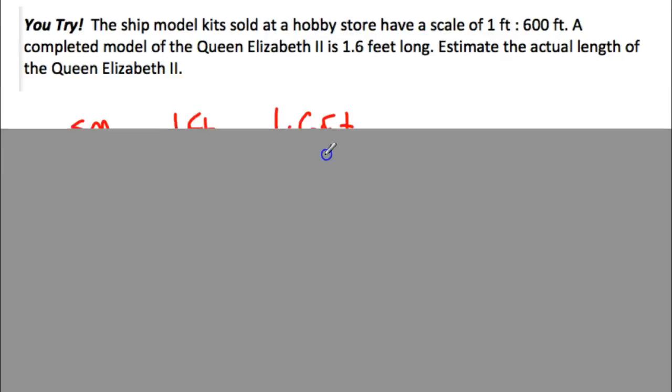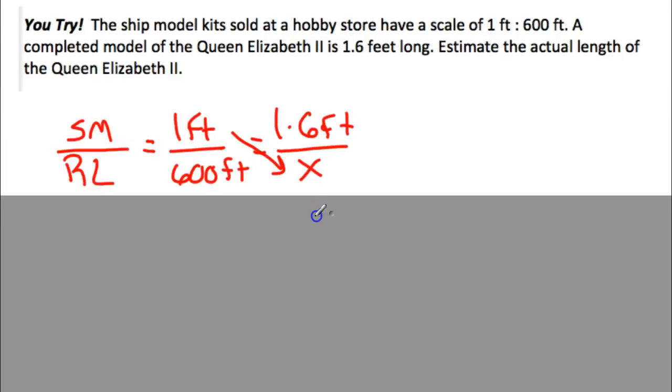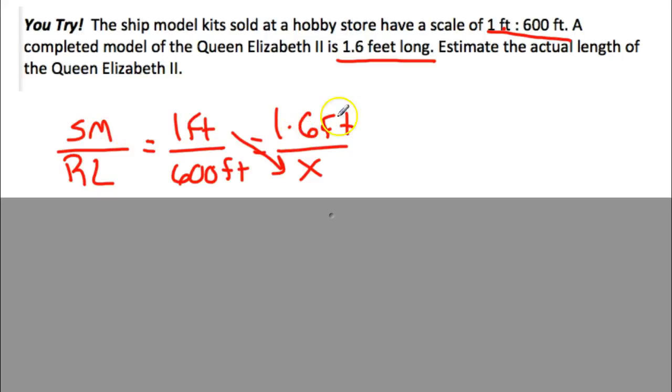All right, so I wrote a proportion. Ship model, real life. The ship model is 1 feet. The real life is 600 feet. I got that right from there. Then it said a completed model of the Queen Elizabeth is 1.6 feet long. So the ship model is 1.6 feet. Estimate the actual length, right? The actual length, that's real life. So that's why I put the x there.